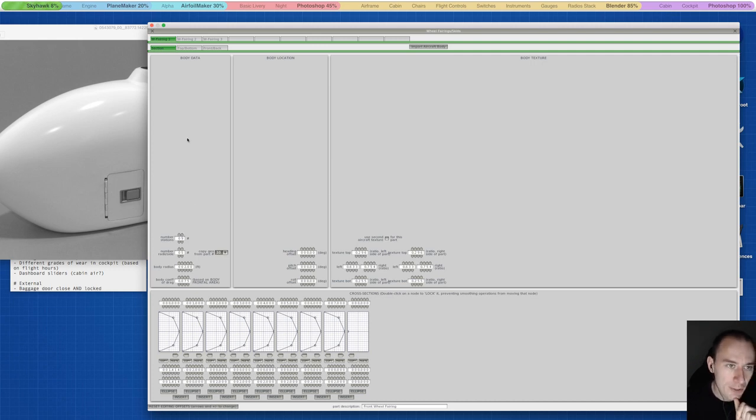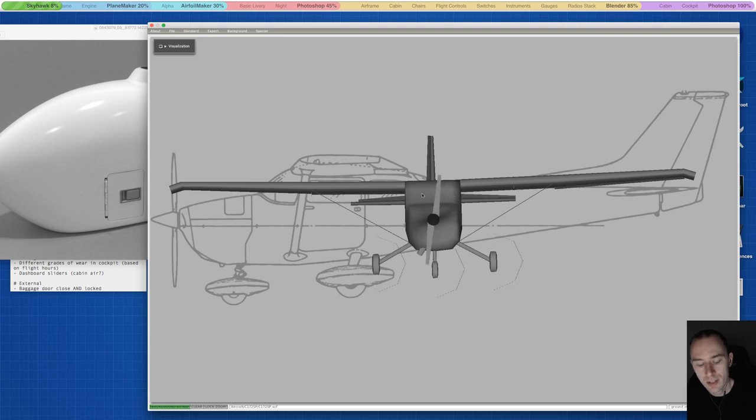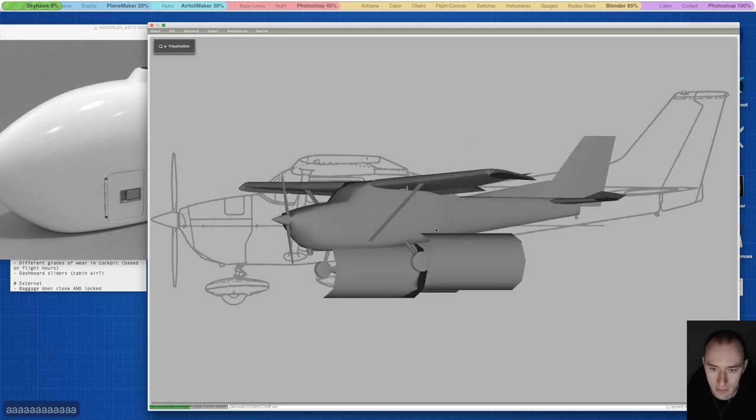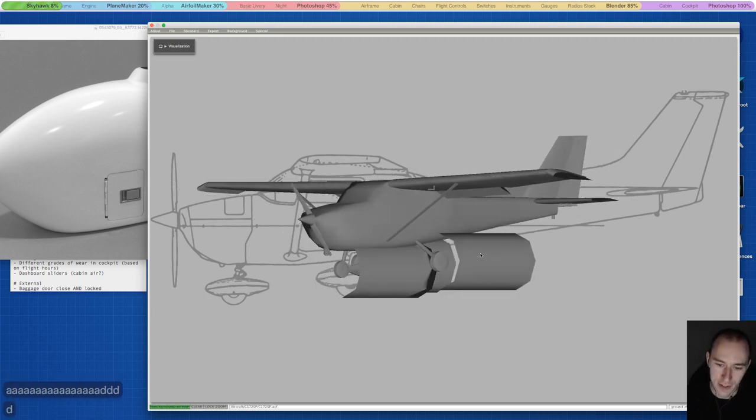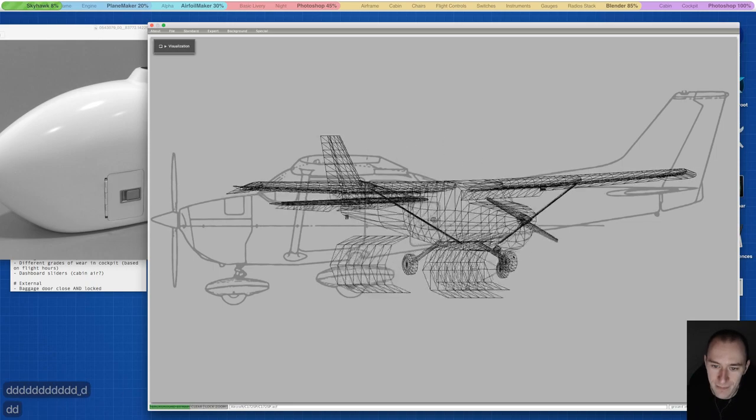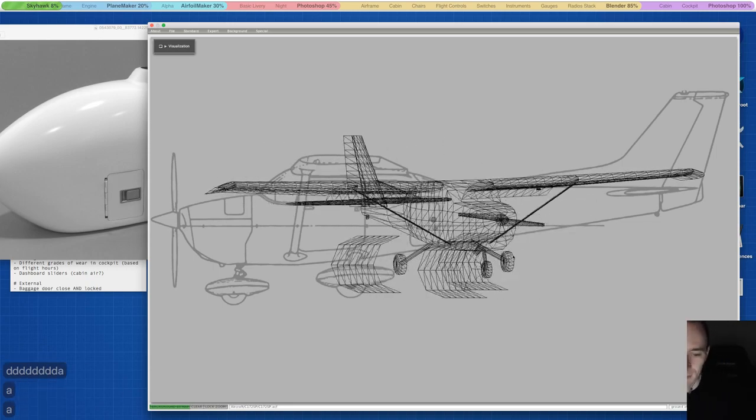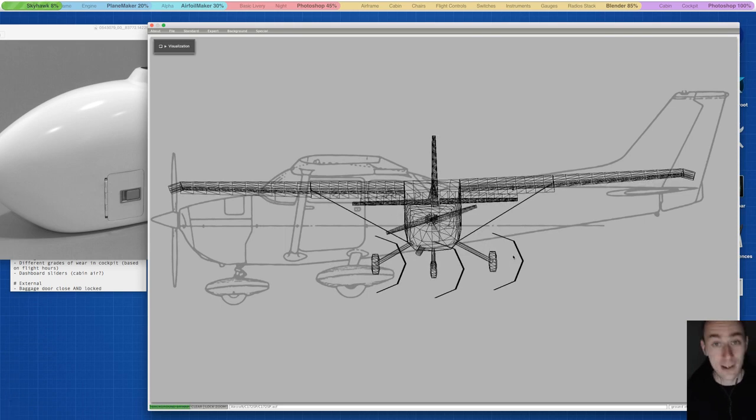Cherith, what plane are you making? I'm making a Skyhawk 172S. And I'm now working on the wheel fairings, as you can see. So yeah, trying to learn to make aircraft for X-Plane.